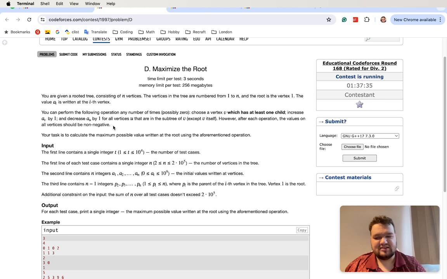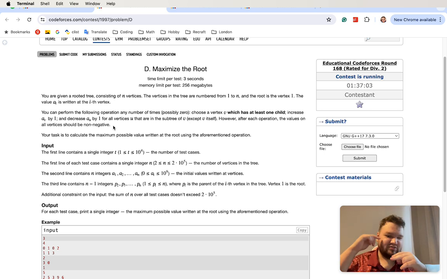And the minimum of them will be the answer. So to calculate the value in vertex v, we will just take values for the sons, take the minimum of them, and then we have the value in the root, and we have the minimum of values in the sons. If the minimum of the values in the sons is smaller, then this is the answer, we cannot increase it. We can only decrease it, and that's stupid.